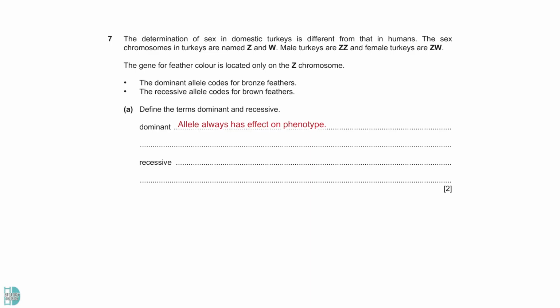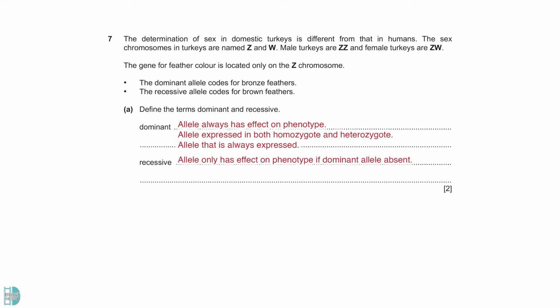Dominant is the allele that always affects the phenotype. It is expressed in homozygotes and heterozygotes. In other words, it is always expressed. The recessive allele only affects the phenotype if the dominant allele is absent. It can only be expressed in a homozygote.